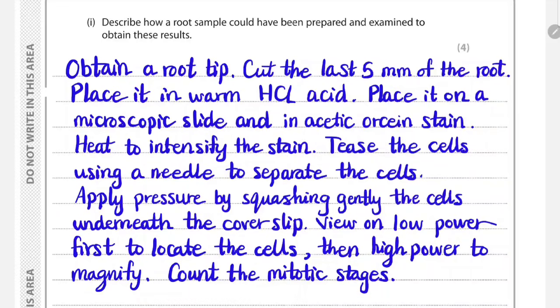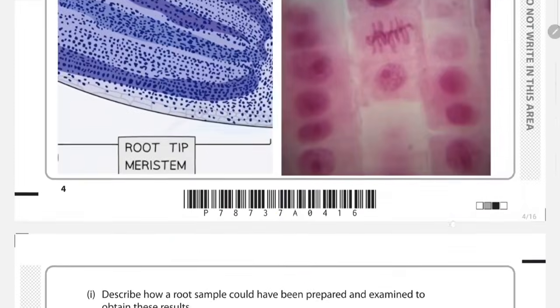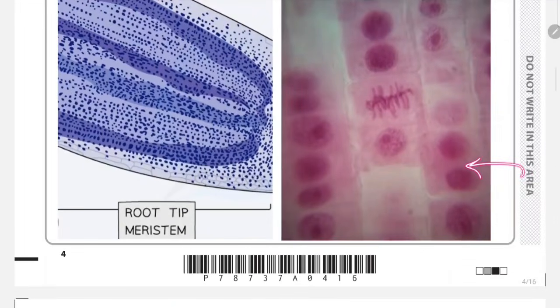For the points that we have to write to get the full mark in this question, we need to obtain a root tip and cut the last 5 millimeters of the root. We have to place it in a warm HCl, hydrochloric acid. We have to place it in an acid, of course, to separate the cells. It has to be warm as well. Place it on a microscope slide and in acetic orcein stain. Acetic orcein stain is the part that's showing this reddish color.